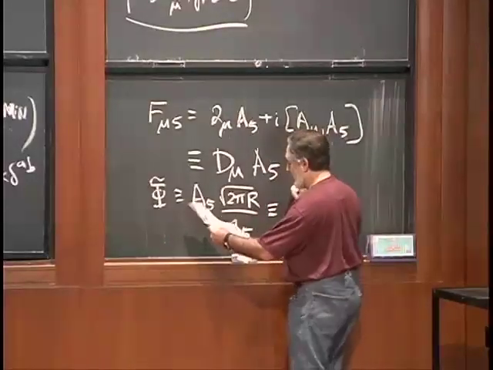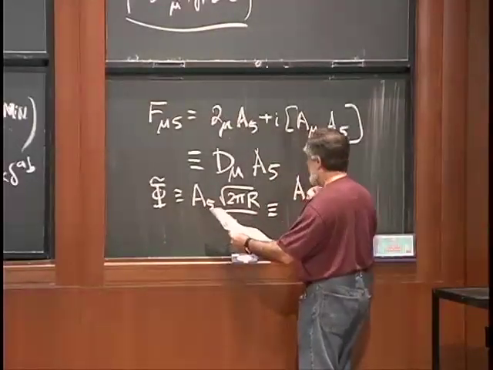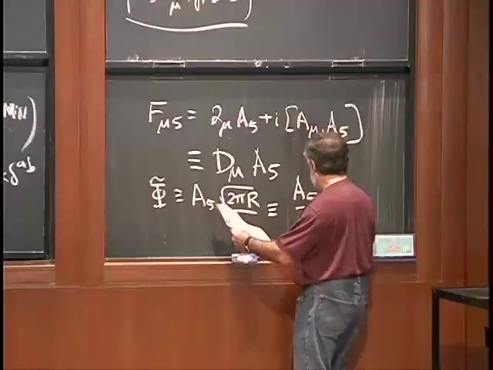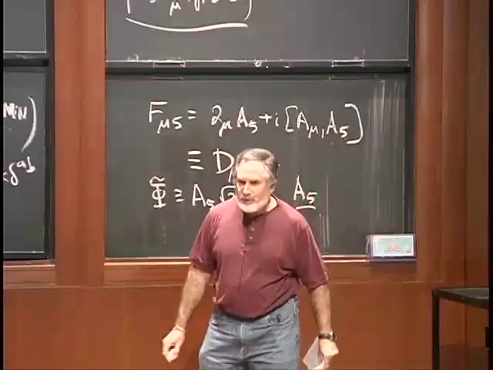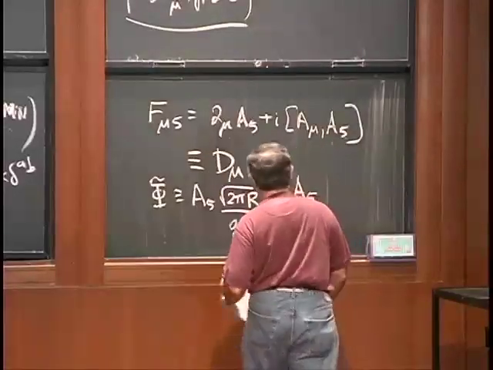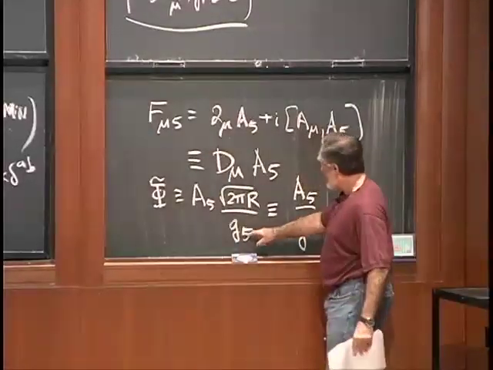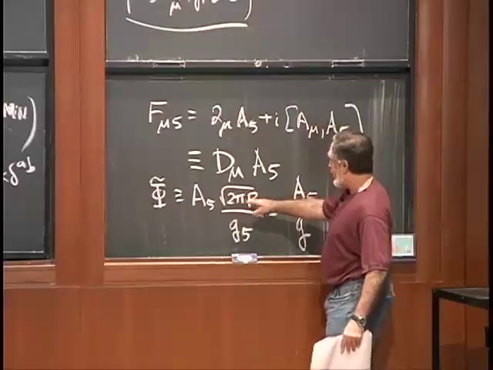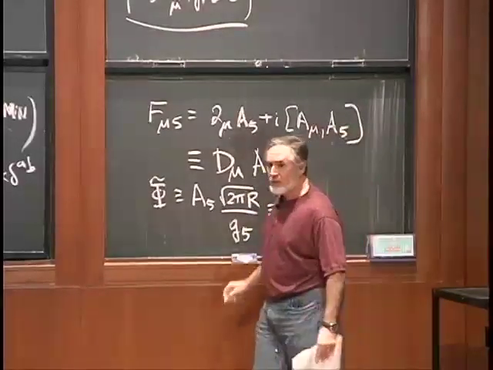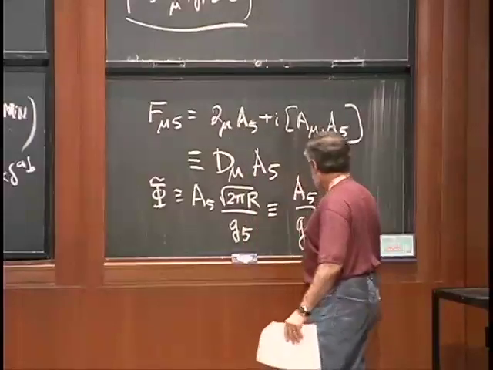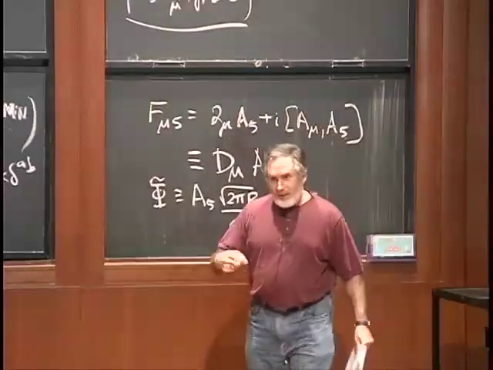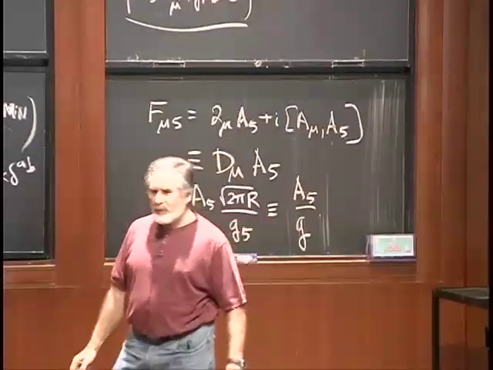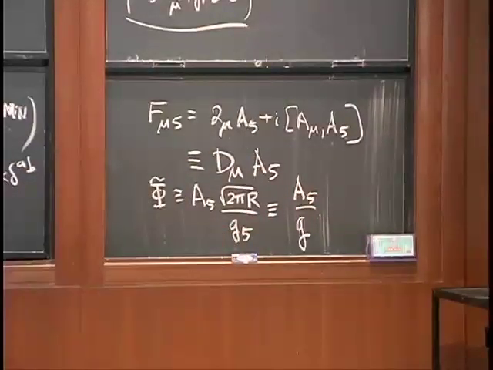We'll define this quantity here as phi tilde, well, it's just A5 over G, where G is the dimensionless coupling constant. This is dimensionless because this quantity is equivalent to the square root of 2 pi r times a mass term under the square root, so it's a dimensionless quantity. We're using this to define G, the gauge coupling of the effective 4-dimensional field theory. So G is the dimensionless gauge coupling.